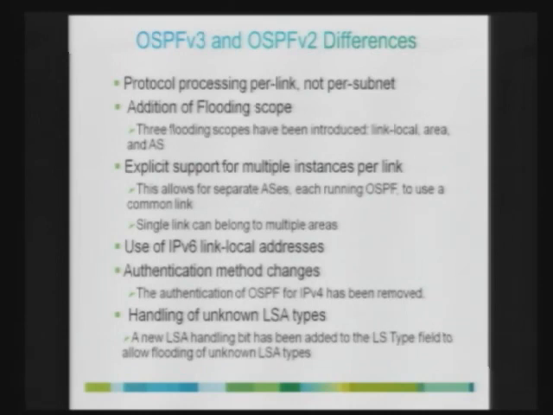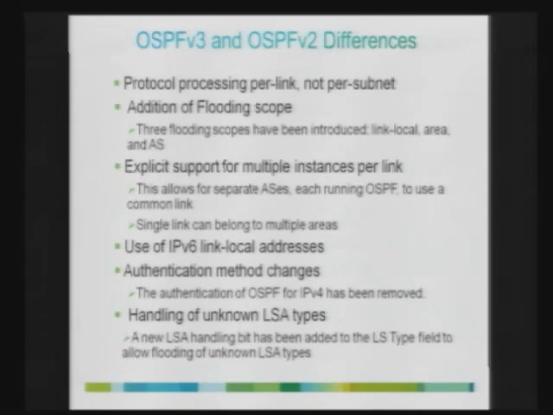So you cannot have multiple instances of OSPF running on a link in the case of OSPF v2. But OSPF v3 allows you to have separate instances of OSPF running on the same link if you configure it that way. And it could be applicable where you want to have two instances running on the same link corresponding to two different autonomous systems, for example, or two different areas sharing the same link. And in such scenarios, you can have separate instances per link.